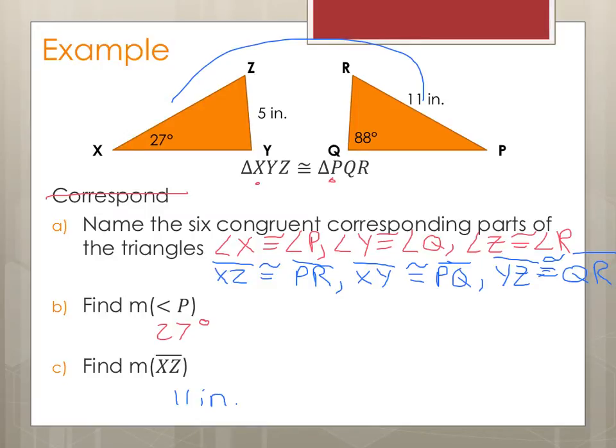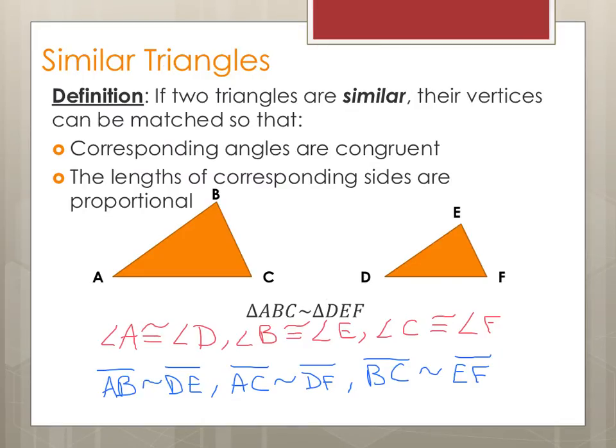Now let's talk about similar triangles. If two triangles are similar, their vertices can be matched so that corresponding angles are congruent. So here, A and D will be congruent or equal, B and E will be congruent, so their angles are equal, and C and F are equal angles as well. The lengths of the corresponding sides are proportional. So AB is going to be proportional to DE.